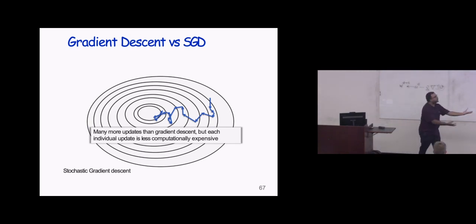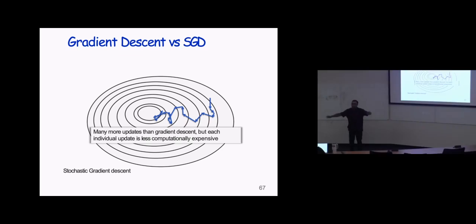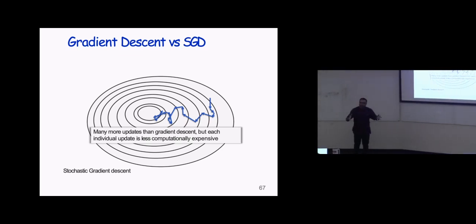The good thing about this is that instead of going over all the n examples, you are going over one example. And in practice, this is much more efficient than the overall batch update. So you will kind of jiggle around, but still, if you take more steps, overall your computation will be less compared to batch learning. Okay?